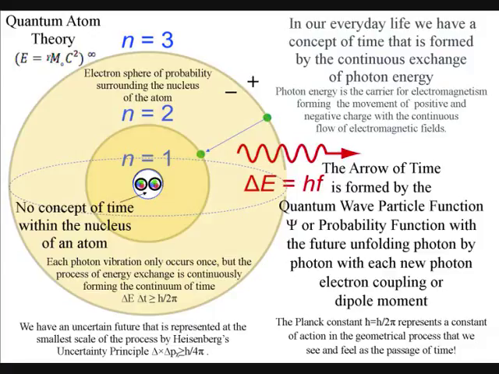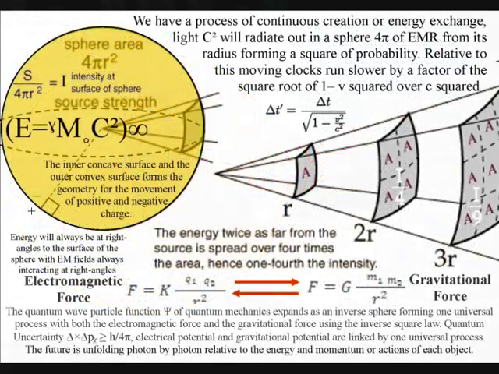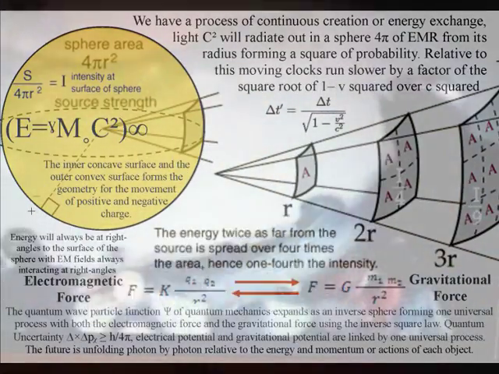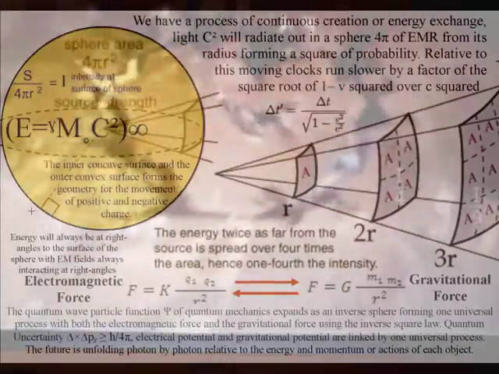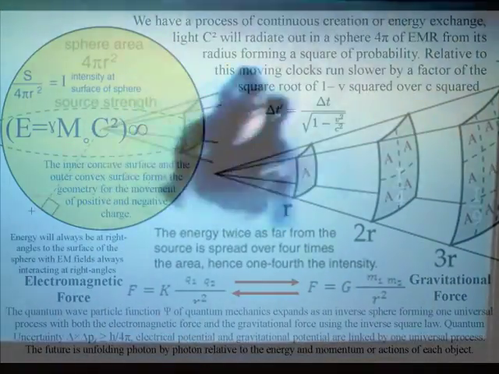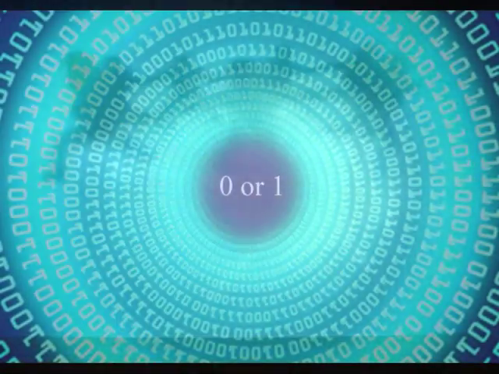The quantum wave particle function of quantum mechanics expands out as an inverse sphere, forming one universal process with both the electromagnetic force and the gravitational force, using the inverse square law. Quantum uncertainty, electrical potential, and gravitational potential are all part of one universal process. In this theory, the future is unfolding, photon by photon, with the wave-particle duality of light and matter in the form of electrons, acting like the bits or zeros and ones of a computer. This forms a blank canvas that we can interact with, forming the possible into the actual.